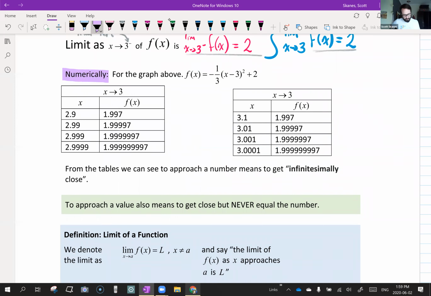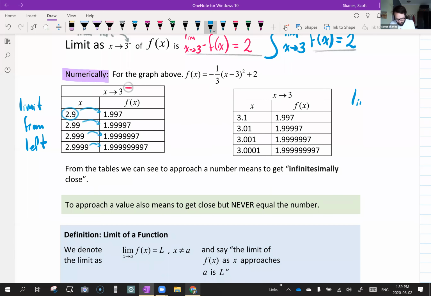For the graph above, when x is 2.9, notice we're trying to get to 3 from the left. If x is 2.9, then the value is 1.997. If x is 2.99, it's 1.99997. And the closer and closer we get to 3, the closer and closer the y values become to 2, but it never becomes 2. We can clearly see, though, that it's trying to get to 2. So this would be the limit from the left.